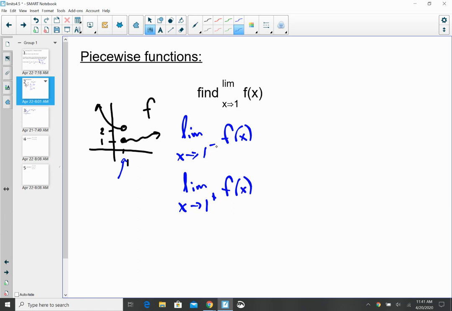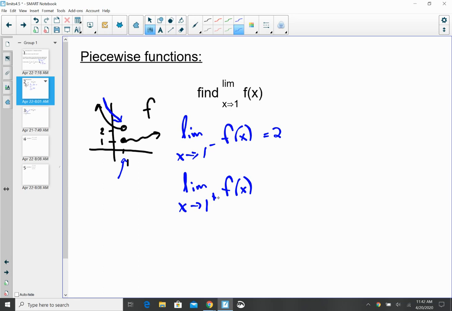So in the first one, as we approach from the left, that's this side of it coming on down here, as we're getting closer to the x value of 1, the y value is getting closer to 2. Now, some of you might ask, but what about that hollow dot? It doesn't matter. It's getting closer to that value. Whether it actually attains that value is irrelevant at this point in time.